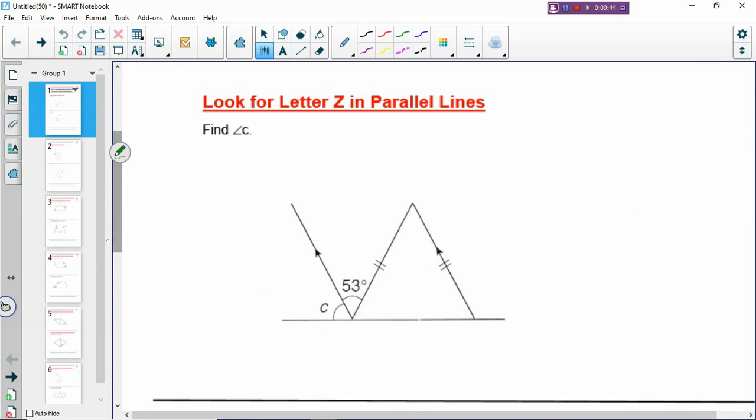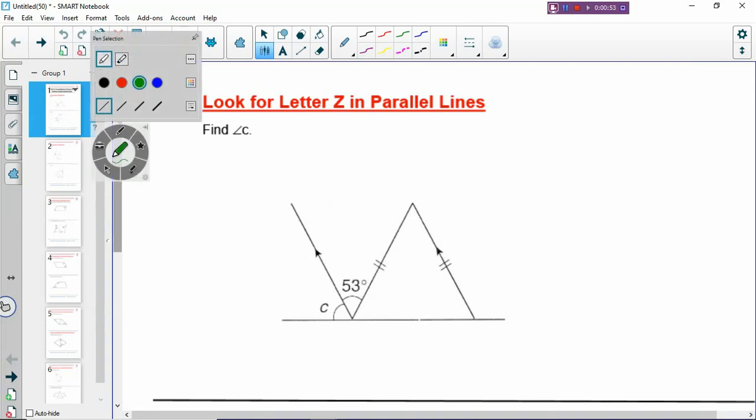Now, the first property is to look for a letter Z. So there are some special letters you have to look for. So when do you look out for letter Z? When you have parallel lines. Okay, when you see parallel lines, like for example, once you see two lines that are parallel, you can look out for a letter Z.